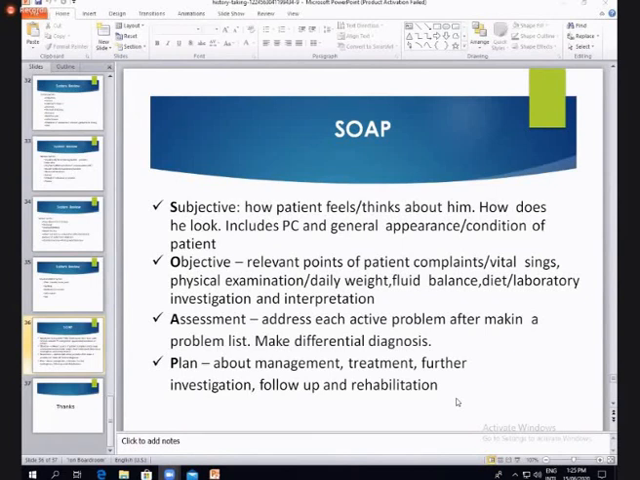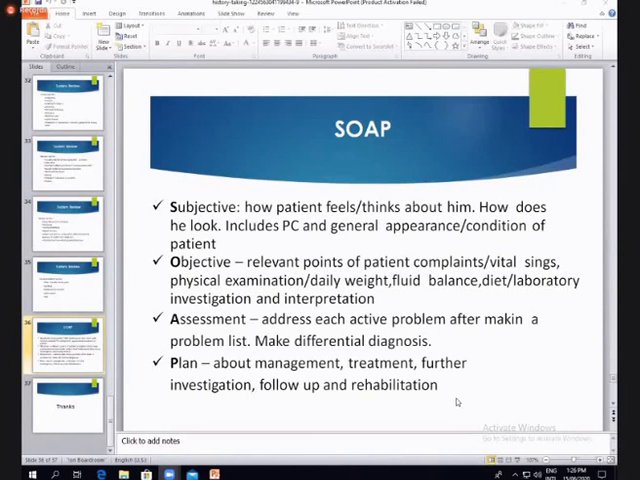After dealing with both of them, you're going to make an assessment. You're going to address each and every problem individually by making a problem list. This is a very effective way of dealing with the problems, and it is effective in such a way that every problem contributing towards a particular diagnosis can be dealt with very effectively and nothing is missed while making the differential diagnosis.